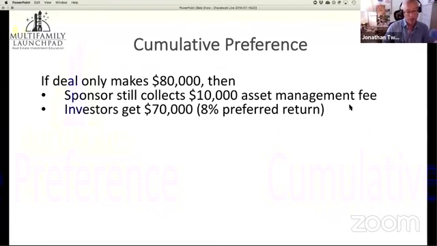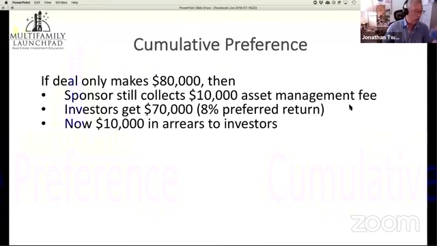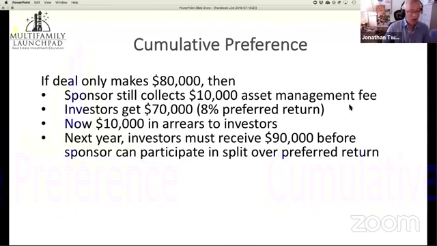So now you've got a $10,000 arrear, right? So that's my next bullet point. You've got $10,000 in arrears now based on this 8% that you're supposed to pay them. So what happens? Next year, you need to pay them $90,000 or a 9% return to get back to par before you can participate in that 50-50 split over the preferred return, right? And if you miss it again, you only pay them $70,000. Now you're $20,000 behind the pref, and you've got to make that up in a further year.